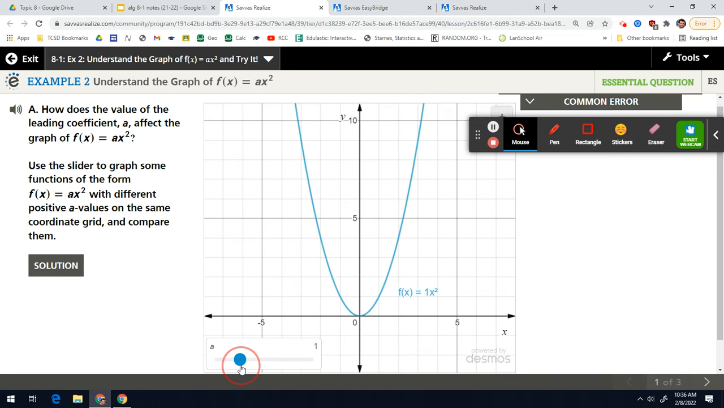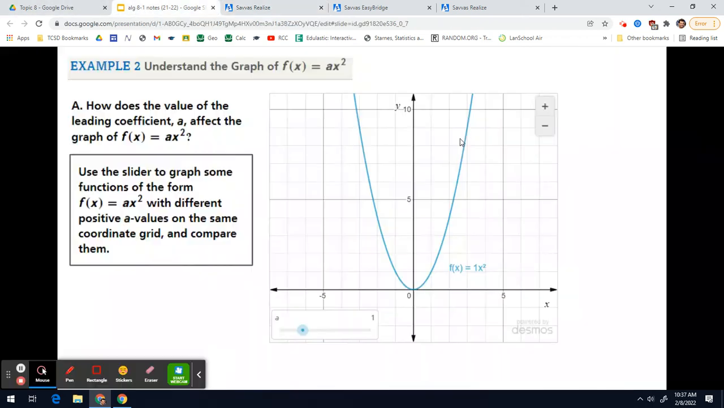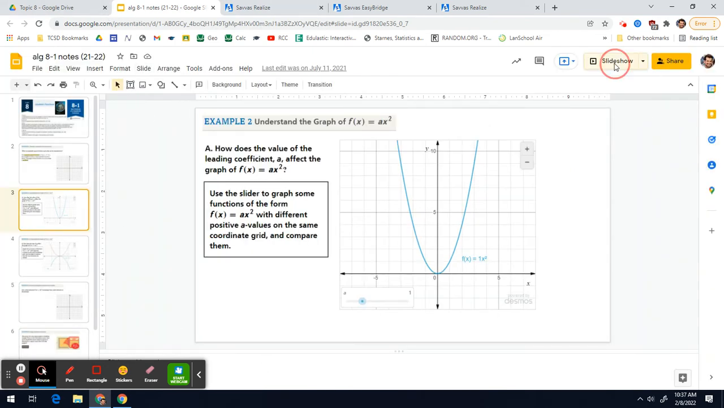Vice versa, if I go back to 1. Okay? And now let's go less than 1. Now notice your blue graph is expanding, getting wider, okay? And that's because you're taking a fraction of the actual y value, so you're not getting as high as fast. So this is going to be our general idea here. All right. So if you come back to our notes.